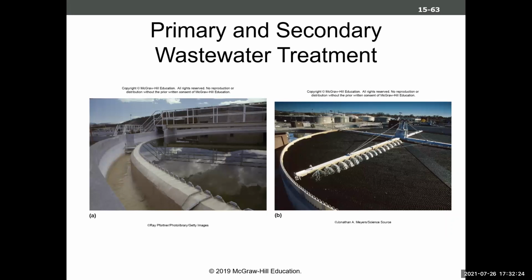So this is an example of primary and secondary treatment. So you have your settling ponds here on the left-hand side, and then you have that trickling over the rocky substrates on the right-hand side.